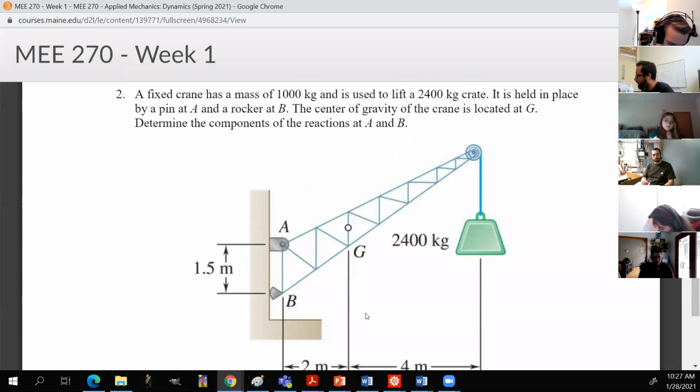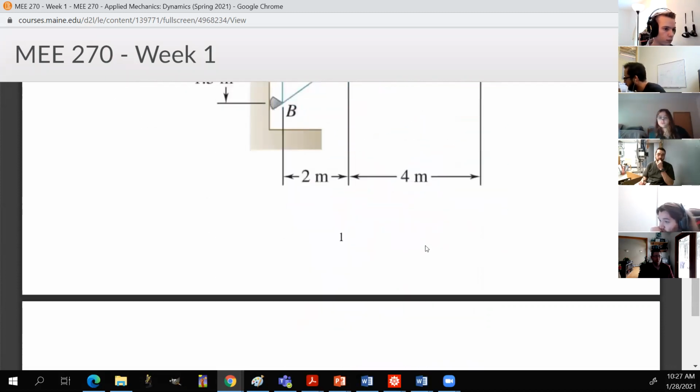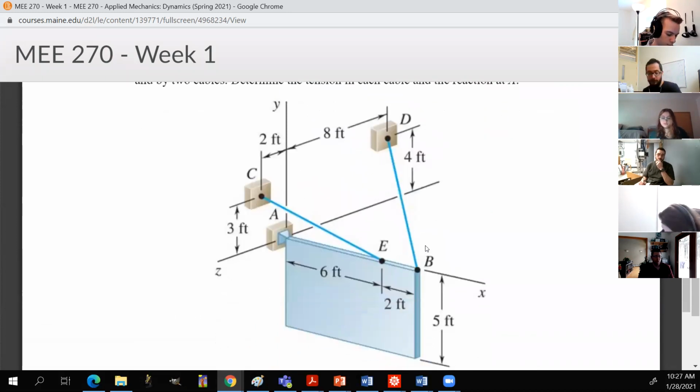So you have a fixed crane that has a mass of 1,000 kgs and is used to lift. You know what? I don't think we're going to have enough time to do the last one. So let's do the last one first. You'll get the solutions for this one, don't worry. And this one is in 3D.